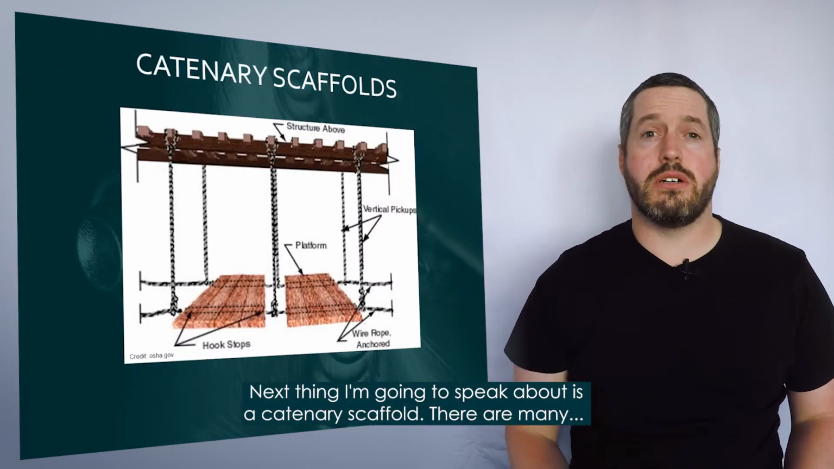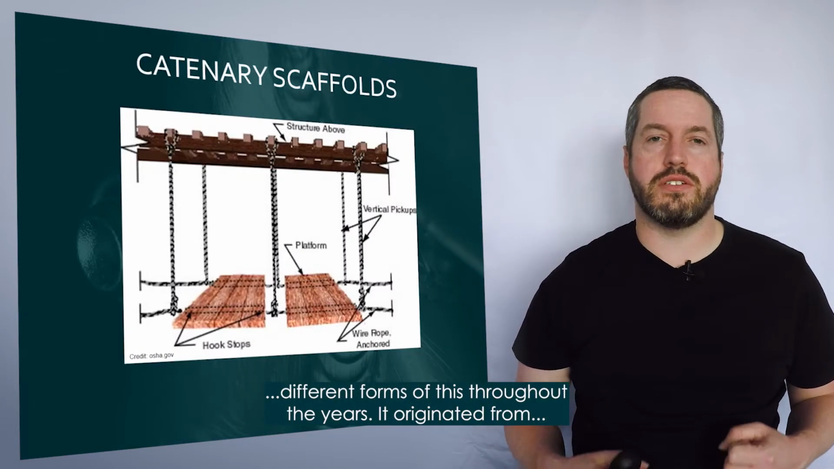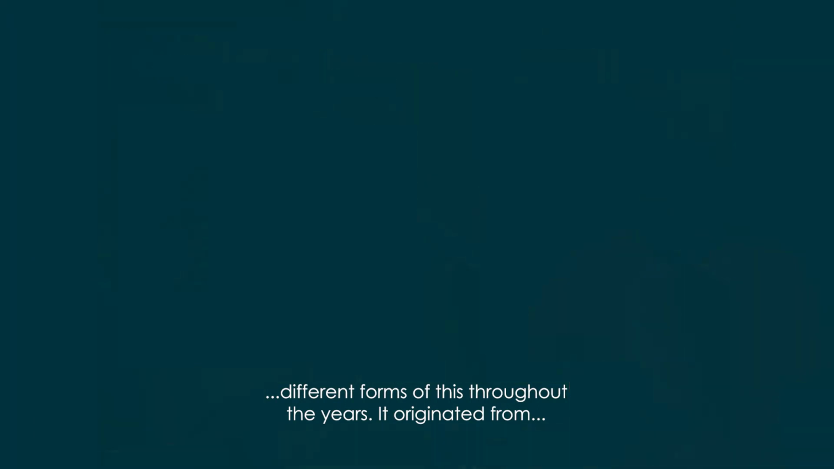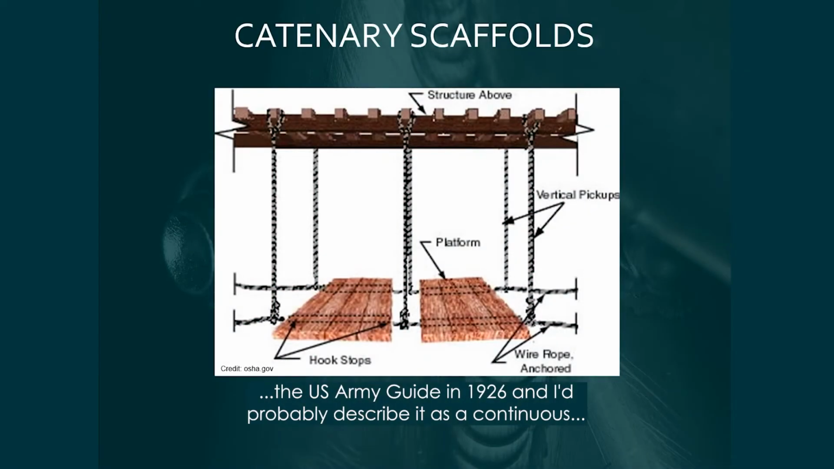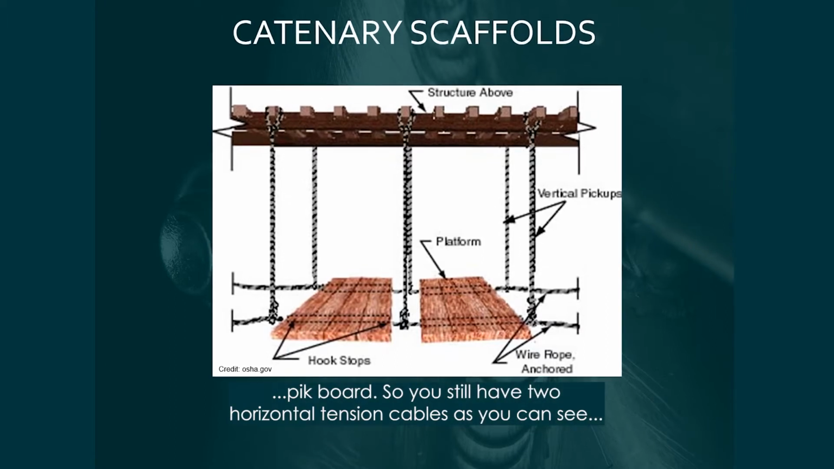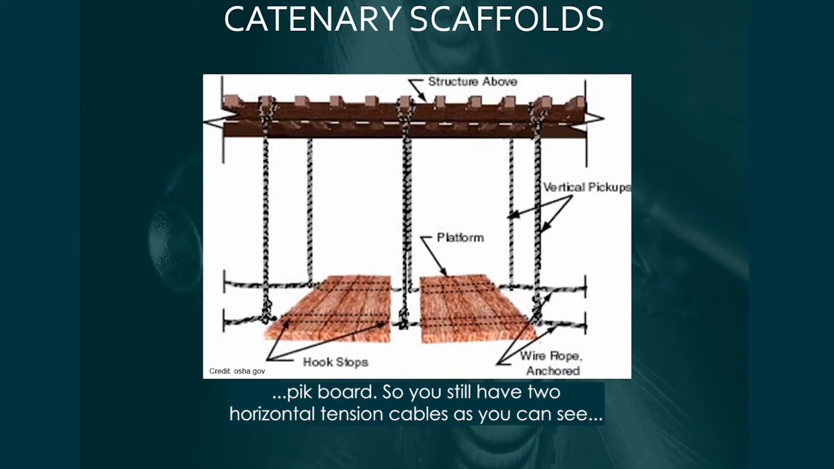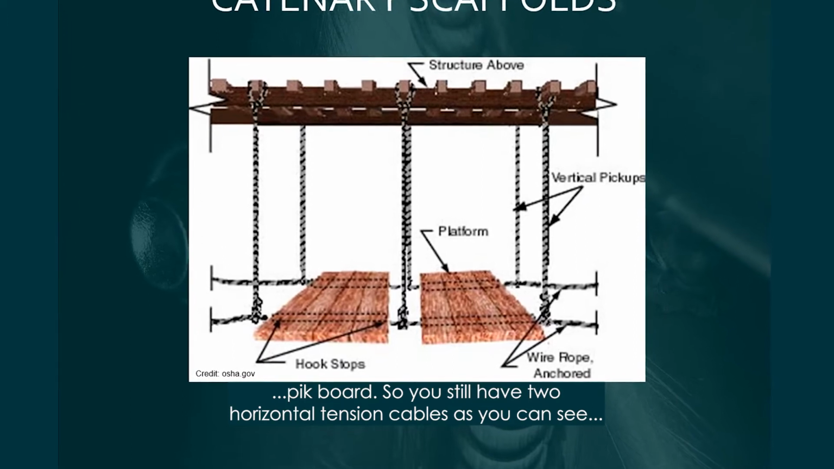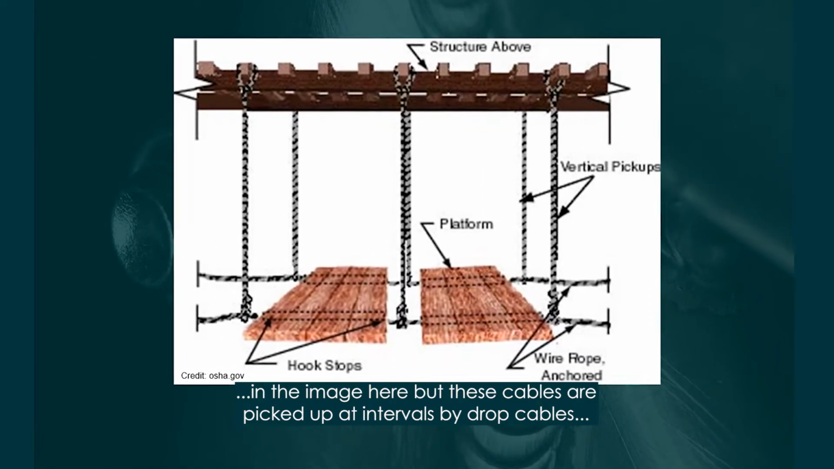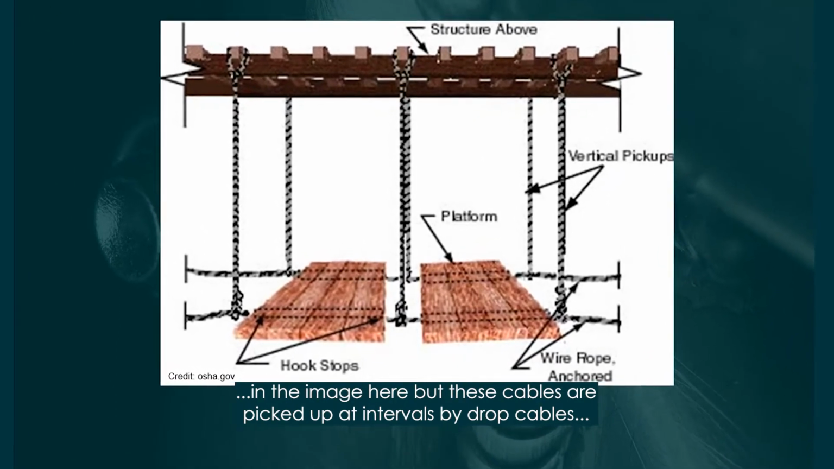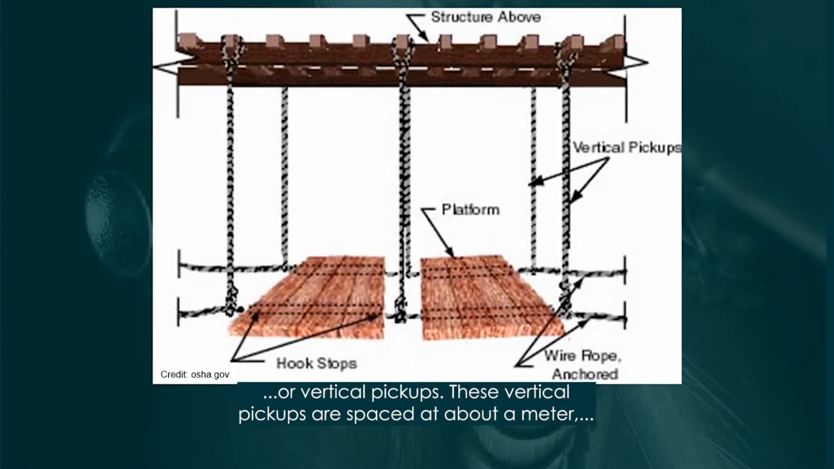Next thing I'm going to speak about is a catenary scaffold. There are many different forms of this throughout the years. It originated from the US Army Guide in 1926, and I'd probably describe it as a continuous pickboard. So you still have two horizontal tension cables, as you can see in the image here, but these cables are picked up at intervals by drop cables or vertical pickups.